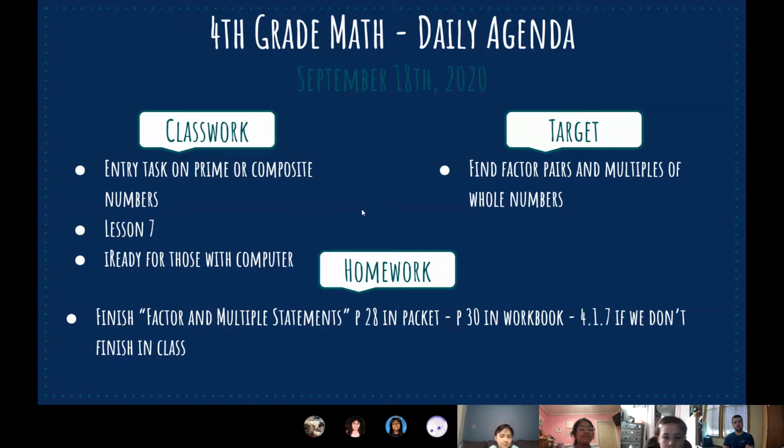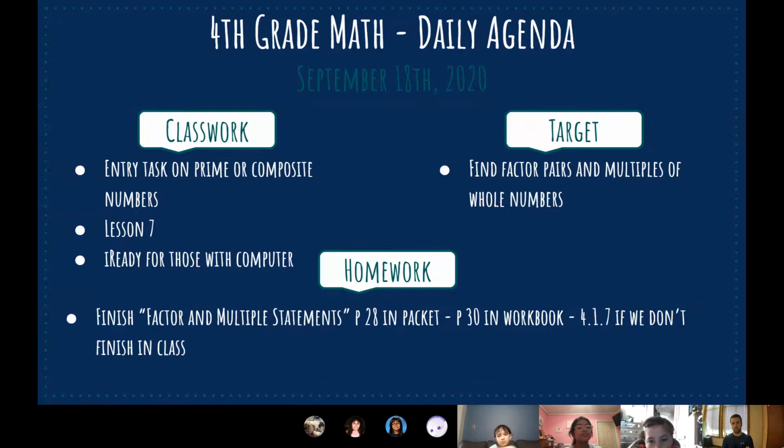Plan for today. We're going to do an entry task on prime or composite numbers. I want to give you some more practice with those two concepts. You've been looking at those for the last couple weeks, but I want to make sure that we have some time to practice those, give you a chance to work more with those concepts. So prime and composite entry task. We're going to do lesson 7 together.